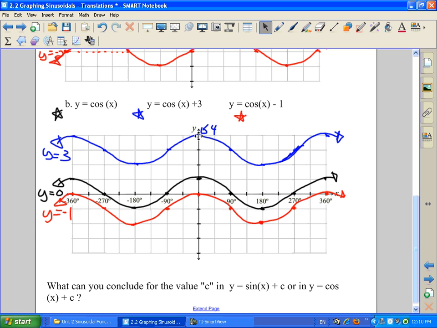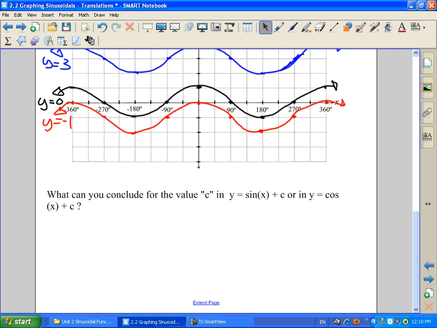So let's just recap this, folks. When we've got our parent function, c equals 0. When we have our second example, or our blue graph, we've got c equals 3. And when we get our last graph, we have c equals -1. All right, let's make some conclusions about the C value. So what do we know? First of all, C deals with a vertical shift.